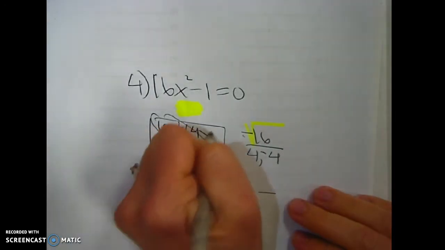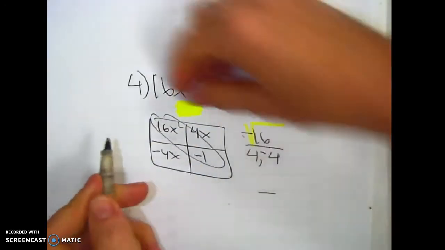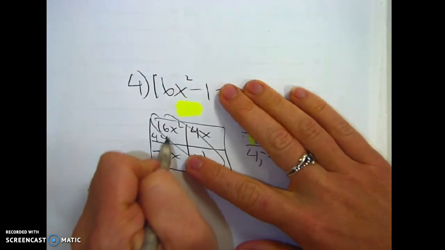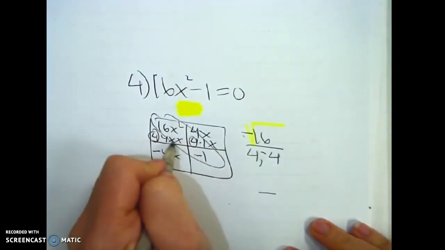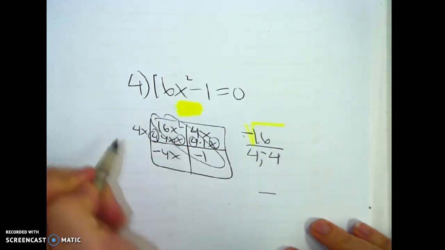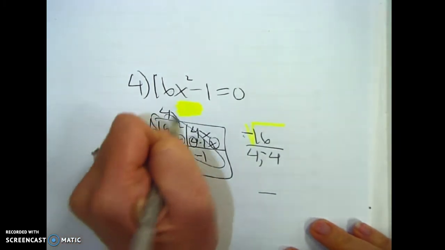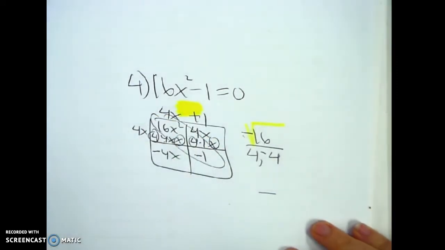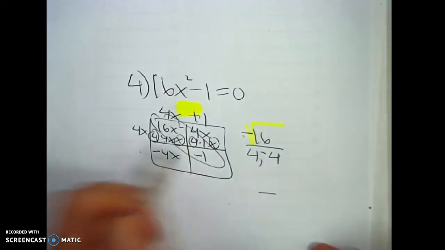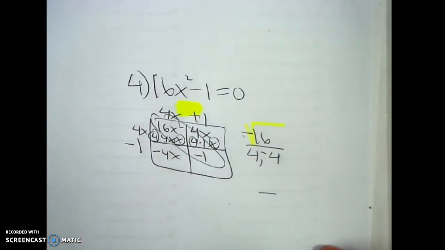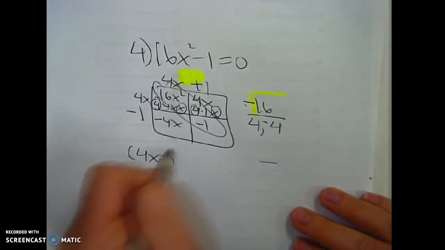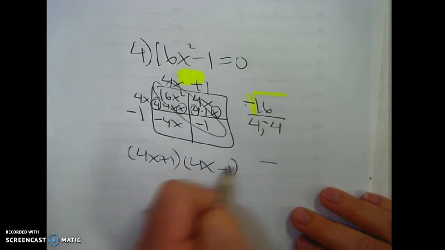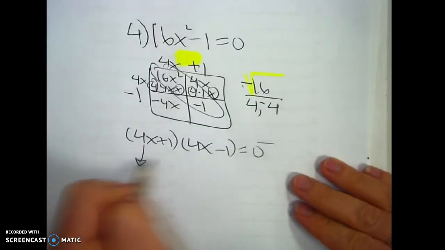So I'm going to go 4x, negative 4x. So I'm going to go here, 4x, 4 times 1x, 4x, 4x, whoosh. Bring up the 4x. Bring up the positive 1. 1 times what gives me negative 1? So now I'm left with 4x plus 1, 4x minus 1 equals 0. Set them equal to 0.